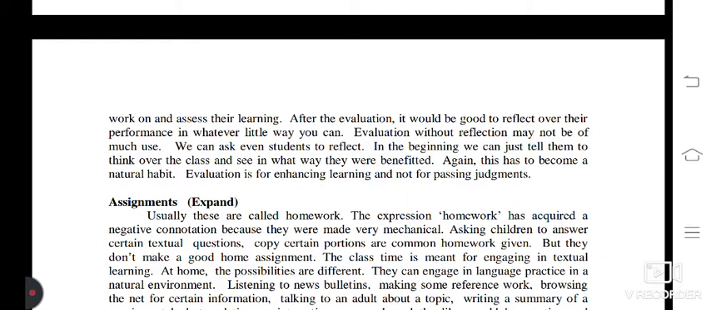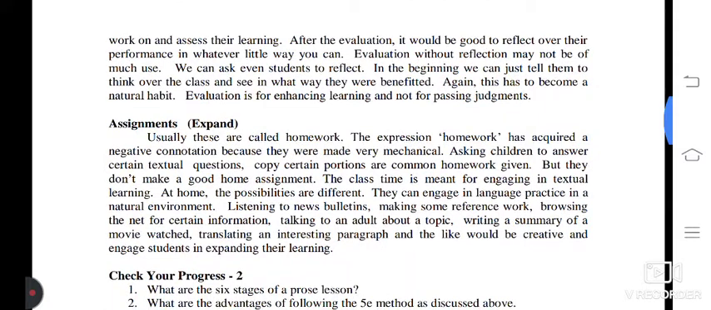Also, after evaluation of the students, we can think for a moment whether my strategies are fruitful or shall I change my strategies in the next lesson. So we have to get the information from the evaluation. After that evaluation, we can give assignments to our students. Usually these are called homework in the local language.